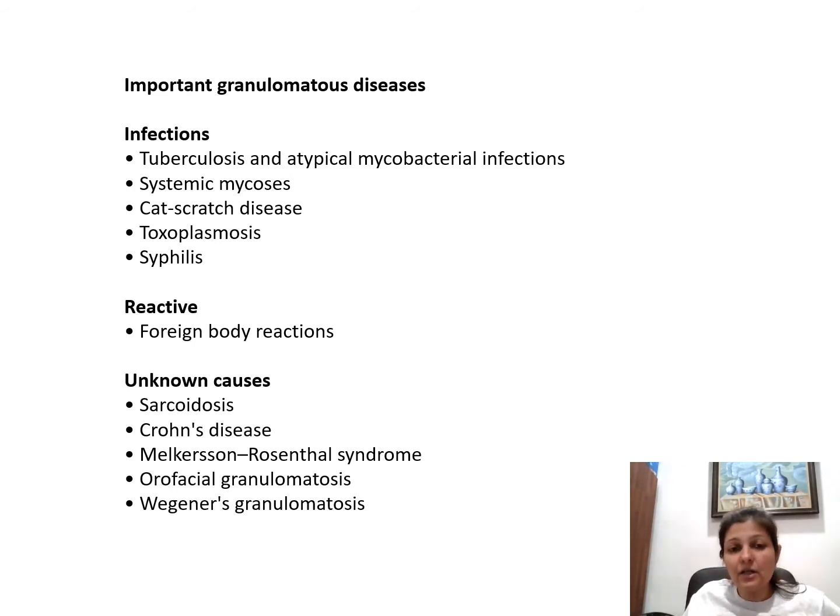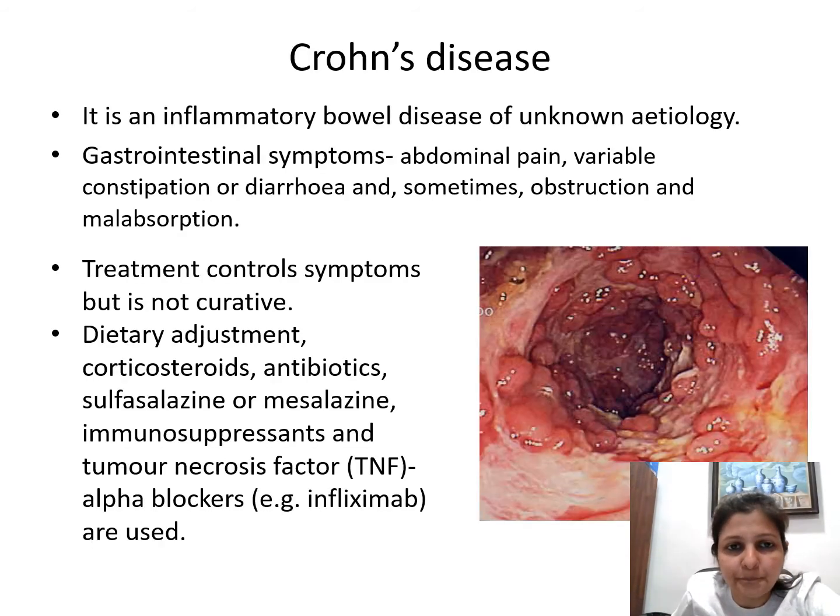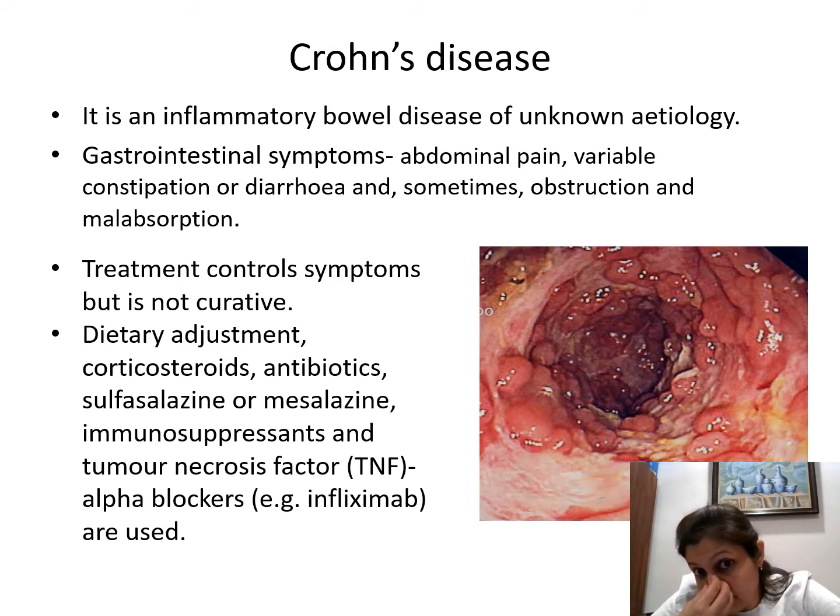So let's now look at just two of these examples to try and understand what the other manifestations of granulomatous diseases could be. Let's look at Crohn's disease. Now, this is an inflammatory bowel disease of unknown etiology. Primarily, the patient has gastrointestinal symptoms ranging from abdominal pain, variable constipation or diarrhea, and sometimes obstruction and malabsorption.